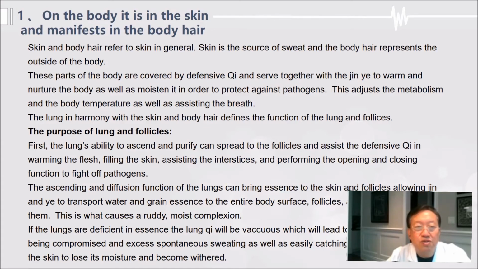The ascending and diffusing function of the lungs can bring essence to the skin and follicles, allowing jin and ye to transport water and grain essence to the entire body surface, follicles and interstices, nurturing them. This is what causes a ruddy, moist complexion. If the lungs are deficient in essence, the lung qi will be vacuous, which will lead to the protective exterior being compromised and excess spontaneous sweating, as well as easily catching cold. It can also cause the skin to lose its moisture and become withered.